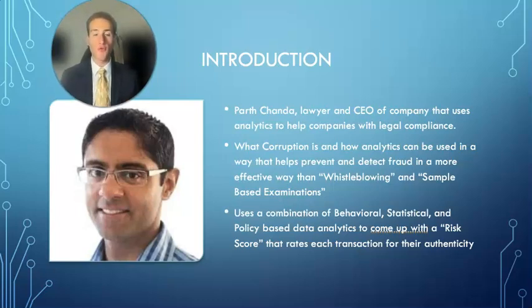Now, a risk score is something that is used to evaluate each transaction, but it's made up of three separate data analytics. The first one is behavioral. So you're looking at the data analytics that relates to the behavior of the transaction itself. Is this in or out of the ordinary in terms of behavior, which I think is powerful. The second data analytic is statistical. Is this a statistically significant number in terms of the payment being made, for example? And then finally, the policy-based analytic, which looks at company policy.